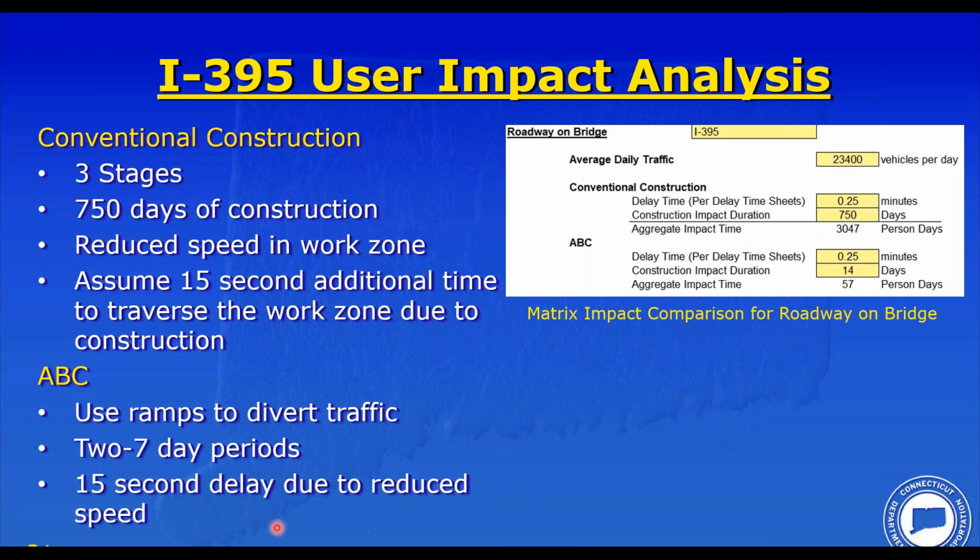For ABC, we're going to use the ramps to divert traffic. So the I-395 traffic will be going down the ramps for 2 7-day periods, which are the ABC periods. We're assuming a 15-second delay due to reduced speed going through the Diamond Interchange.